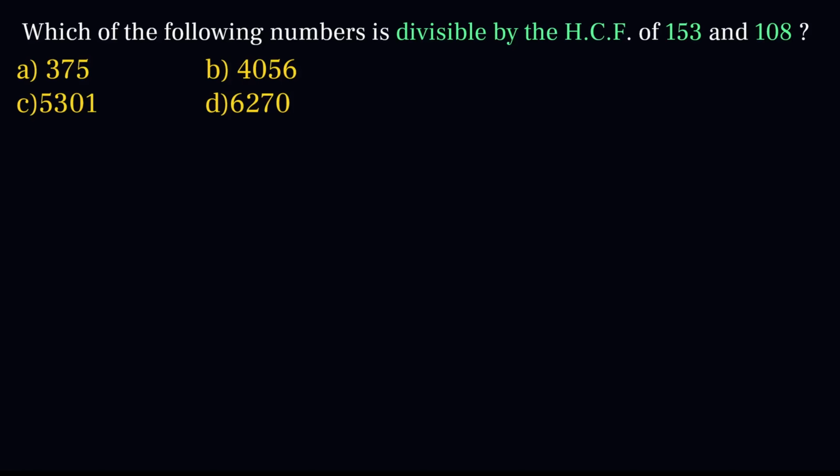Let's move on to the next question. Which of the following number is divisible by the HCF of 153 and 108? So we're given 4 options. So which among the number is divisible? Is it option A, option B, option C, or option D?